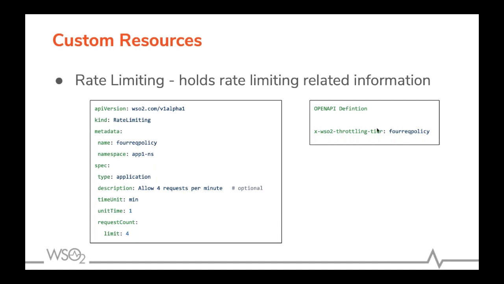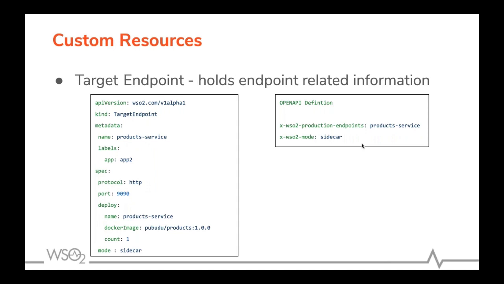If you want to apply this for your API, then you can define in the OpenAPI definition a vendor extension called x-wso2-throttling-tier, and then use this rate limiting policy name. Simple as that, you can apply any rate limiting policy for your API. So let's look at the target endpoint custom resource. This holds the endpoint related information.